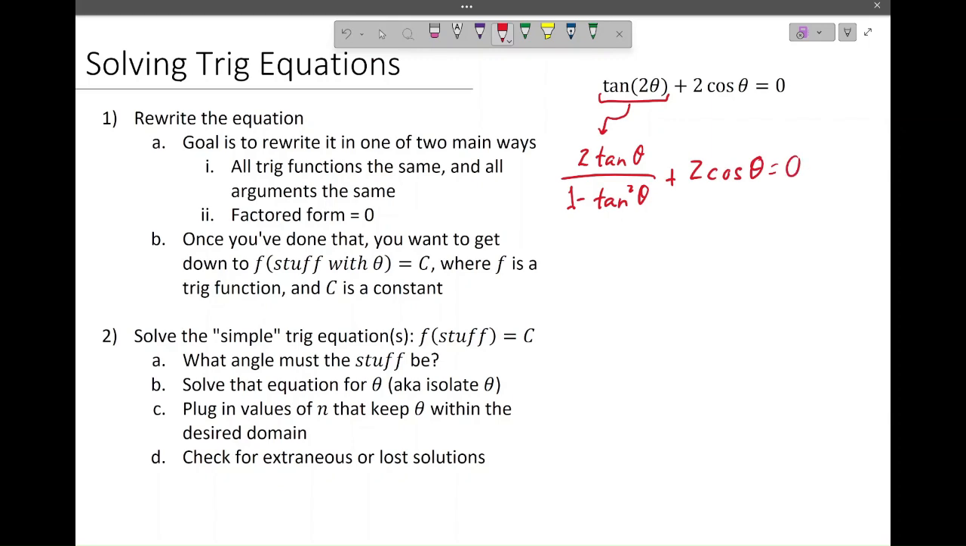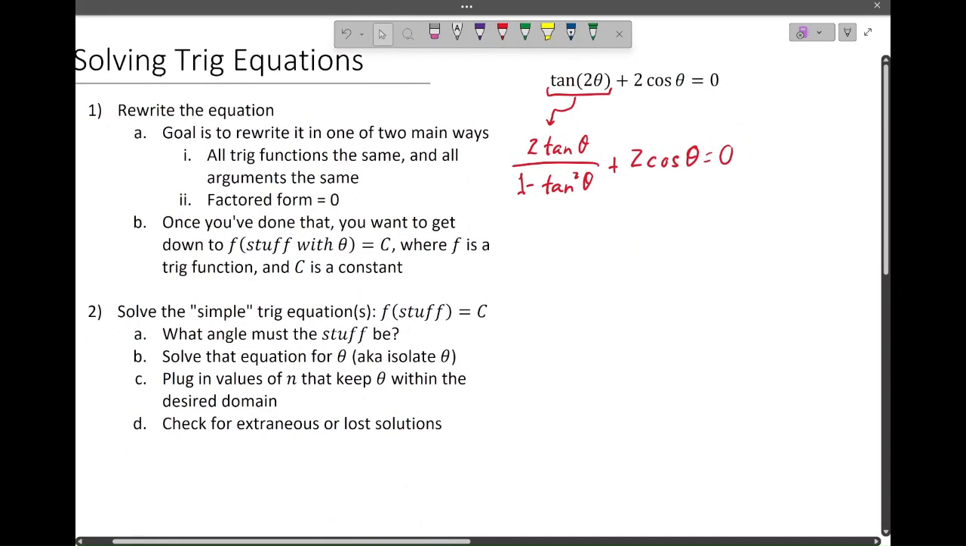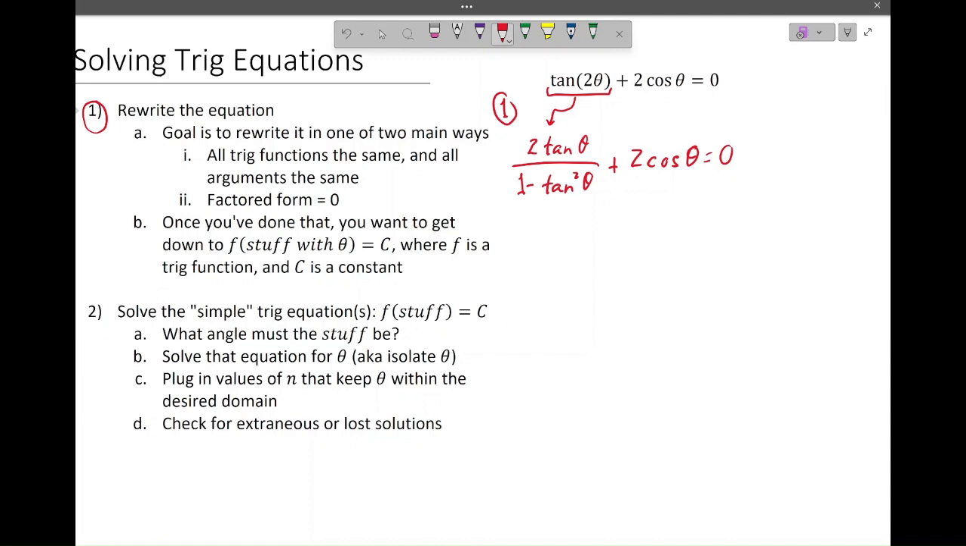Okay, so at this point, I want to bust my fraction. I would rather not have that. So let me write down step 1 here because we're doing step 1. I'll multiply everything by 1 minus tangent squared. That will bust this fraction on the left side right there. I do have to distribute that 2 cosine into the 1 minus tangent squared. And of course, the right side is just going to stay 0.